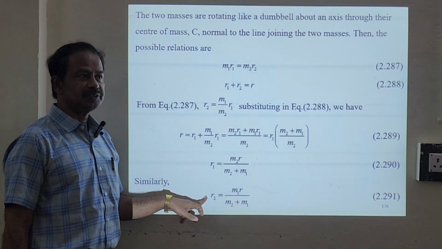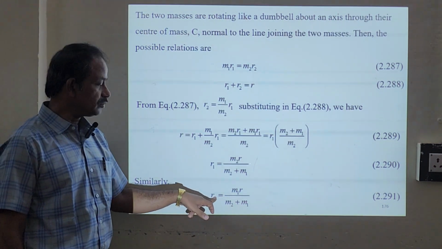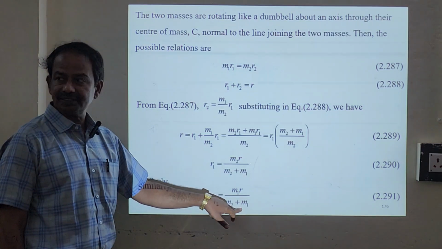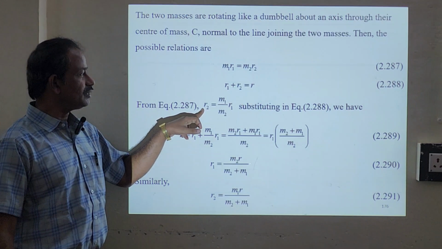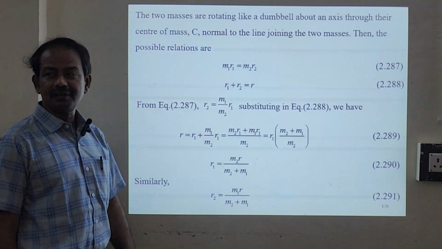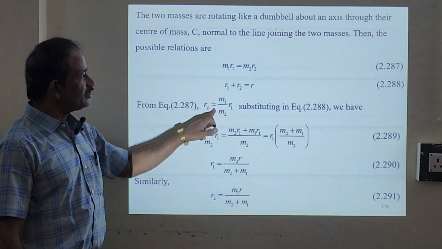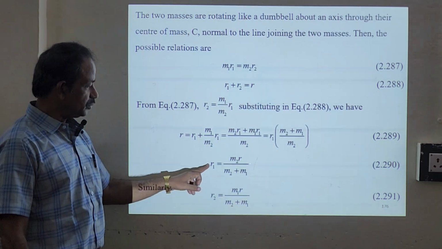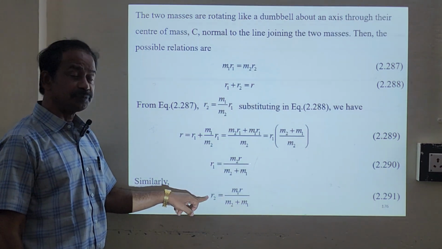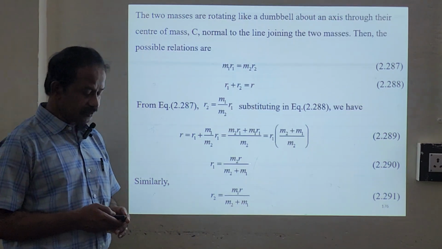Similarly, you can get the expression for R2. R2 equals M1 R divided by M2 plus M1. How to go about it? You will have to go with R1 equals M2 by M1 R2. Then you substitute here, and you will get the same expression. So we have come to know the expressions for R1 and R2.